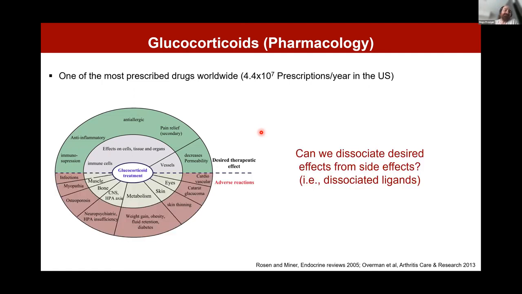Like the ones you can see on this table. So one of the objectives from a pharmacological perspective is to try to find these dissociative ligands. That will mean glucocorticoids that will keep the desired therapeutic effects, but will reduce significantly the adverse reactions.